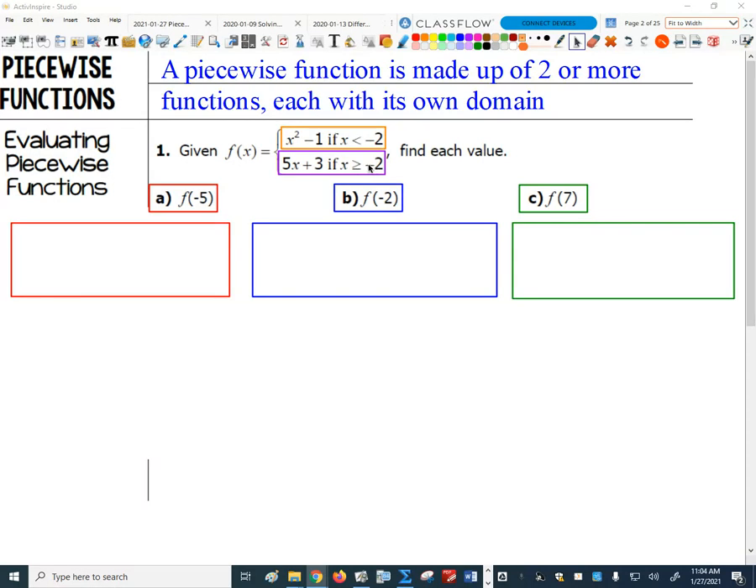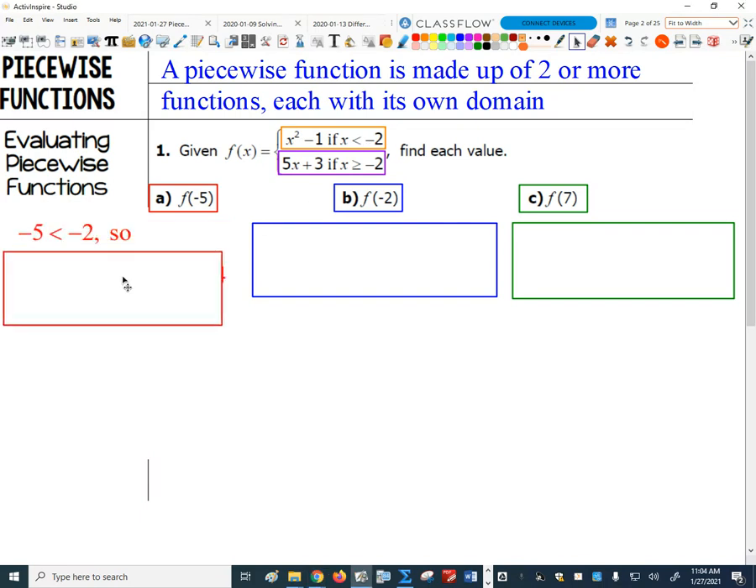Is -5 greater than or equal to -2? No, it's not, right? So the -5 must get plugged into the top piece because it fits with that domain. It's an x value that's less than -2, right? So because -5 is less than -2, we're plugging it into the top piece of the piecewise function, right? And so what are we going to get then? Well, every place I had an x, I'm going to plug in a -5. So I'm going to get -5 squared, which is 25, minus 1 is 24. Everybody see that?